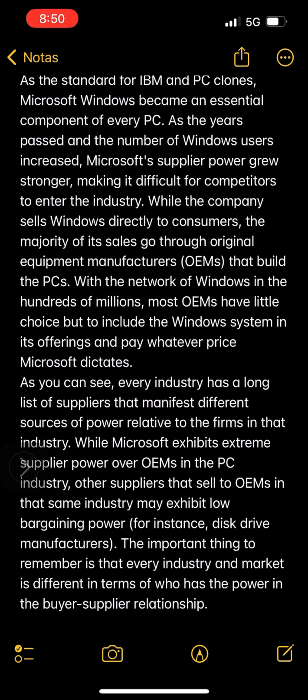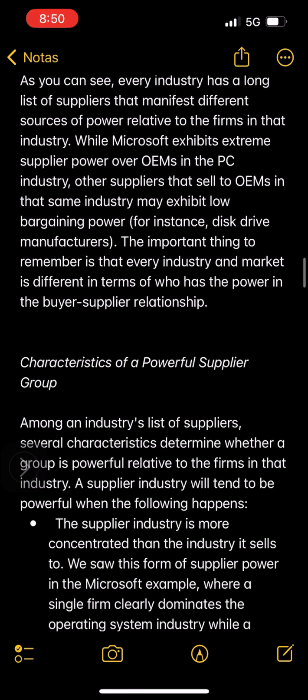As you can see, every industry has a long list of suppliers that manifest different sources of power relative to the firms in that industry. While Microsoft exhibits extreme supplier power over OEMs in the PC industry, other suppliers that sell to OEMs in that same industry may exhibit low bargaining power, for instance disk drive manufacturers. The important thing to remember is that every industry and market is different in terms of who has the power in the buyer-supplier relationship. Characteristics of a powerful supplier group.